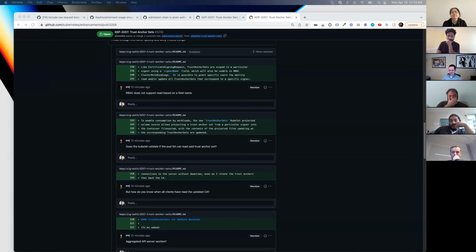Okay. So having a mapping and saying, this is how you should translate a signer name into a trust anchor set name makes sense to me, but I probably wouldn't bake firsthand knowledge of that into the trust anchor set.